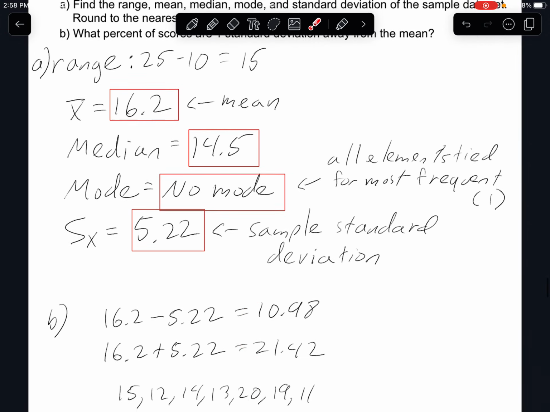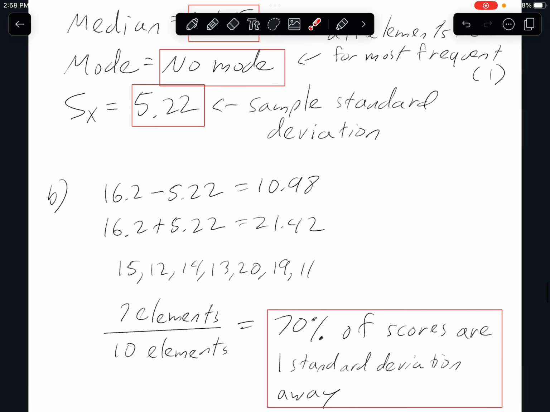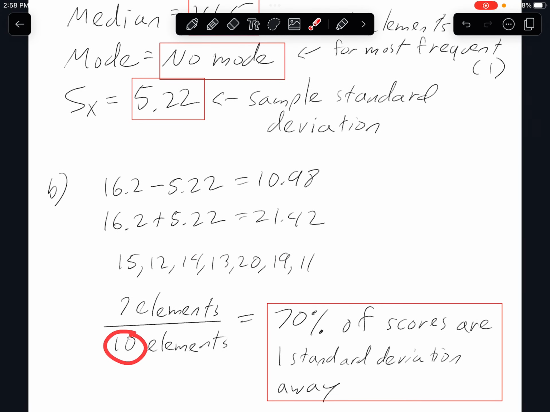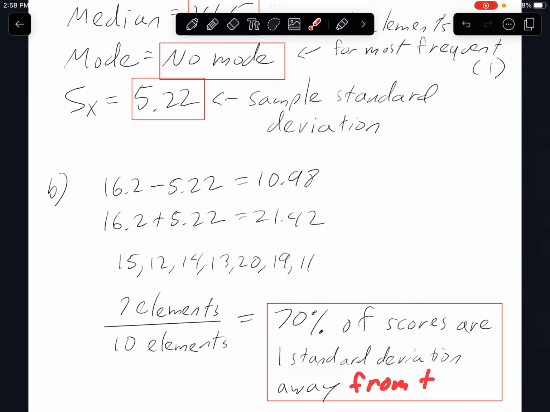That will be the values of 15, 12, 14, 13, 20, 19, and 11. Data values like 25 or 10 are not within this range. 1, 2, 3, 4, 5, 6, 7 elements that are within one standard deviation of the mean, divided by 10 total elements, means 70% of scores are one standard deviation away from the mean.